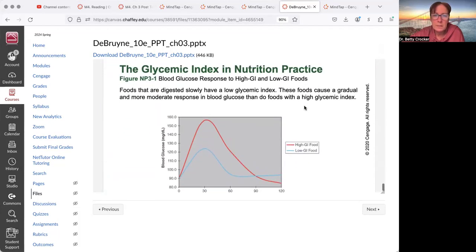The big deal here is on low glycemic index foods, right? Those are things that have higher fiber in them. So foods that are digested slowly have a low glycemic index. That's what you want. Those are fiber foods. Those cause a gradual and moderate response to blood glucose. That's like eating an apple versus drinking a Pepsi or a Coke, one of those sugary sweetened beverages. And friends, that is it.